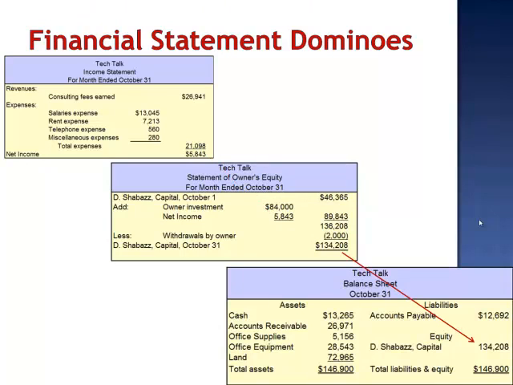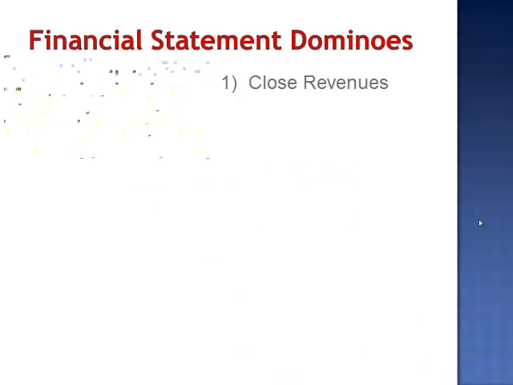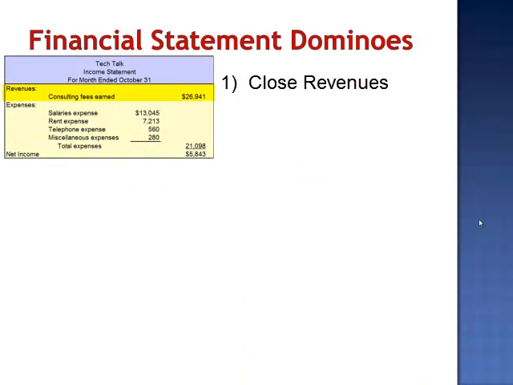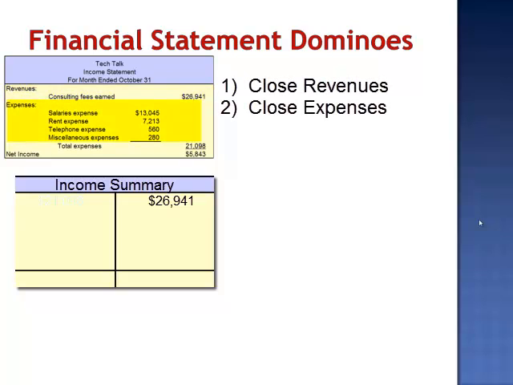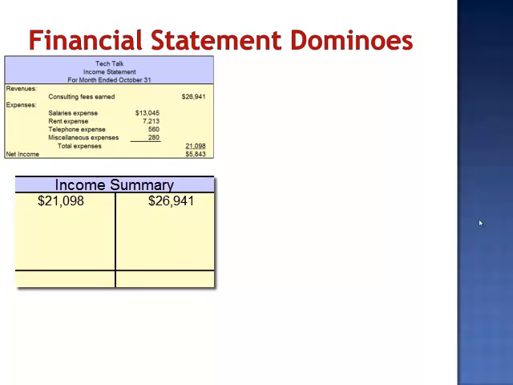The closing entry process parallels this flow exactly. We'll start with the income statement accounts. First, we'll close the revenues to income summary. Income summary is a temporary equity account. After we've closed the revenues to income summary, we'll close the expenses to income summary. The income statement nets the revenues and expenses together in the calculation of net income or net loss. Income summary achieves the same goal.